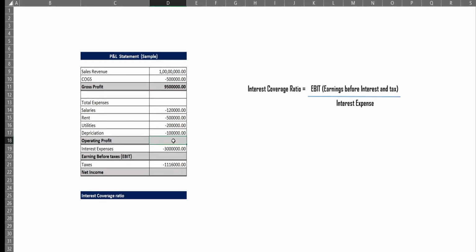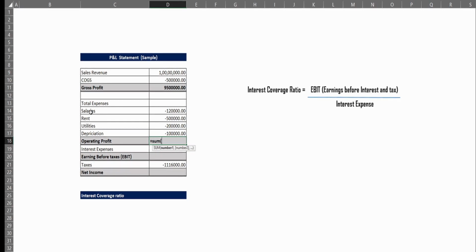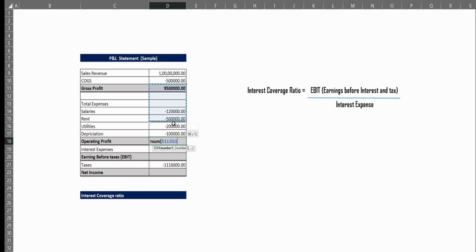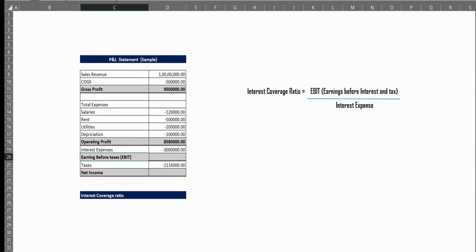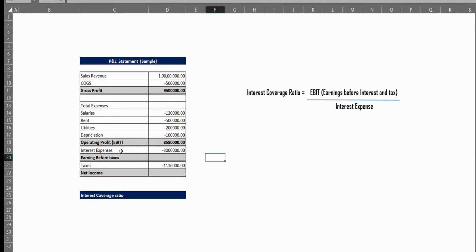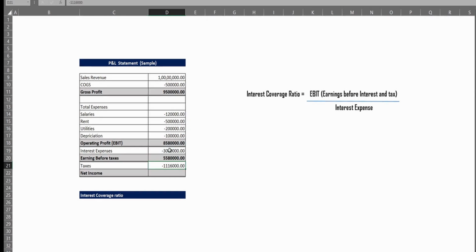From the gross profit, we have to subtract the expenses. We have already put in all the expenses. You can see the detail here: salaries, rent, utility, depreciation. We have to subtract all these expenses from the gross profit. So this is our operating profit. Sorry, we have written EBIT here. So this is our operating profit, EBIT, earnings before interest and tax. Now let's calculate the earnings before tax: it is EBIT minus interest. So this is our earnings before tax, and this is our tax.